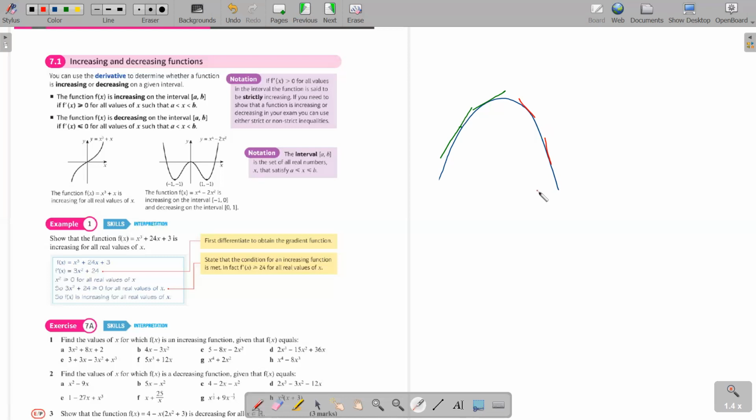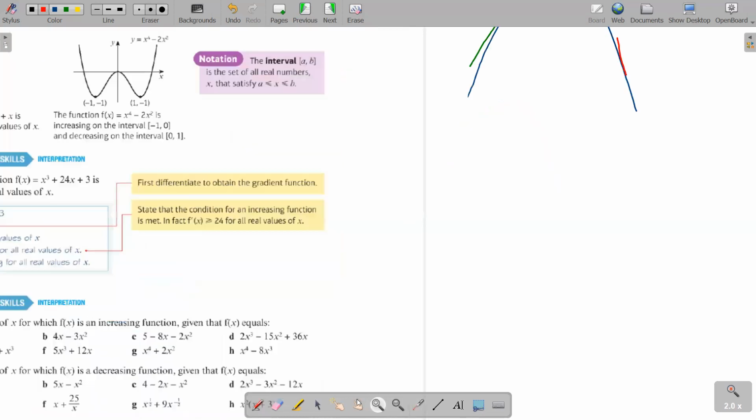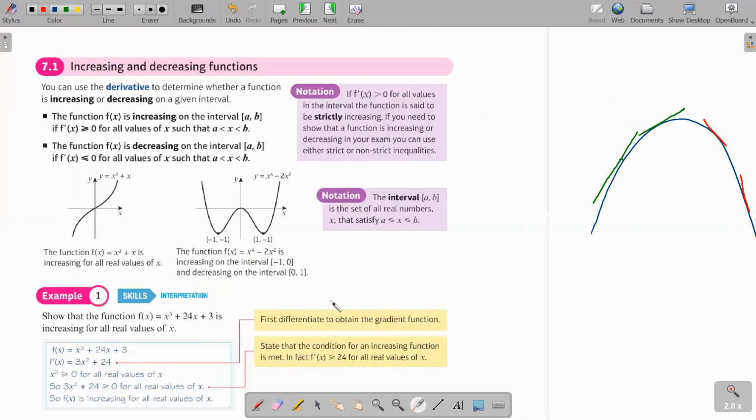Is that okay? So we'll write down this particular rule. The function f(x) is increasing on the interval a, b. This is the interval of x values. The function f(x) is increasing on the interval a, b if f dash x, which is another way of saying dy by dx, is greater than or equal to 0 for all values of x such that x is greater than a and less than b.